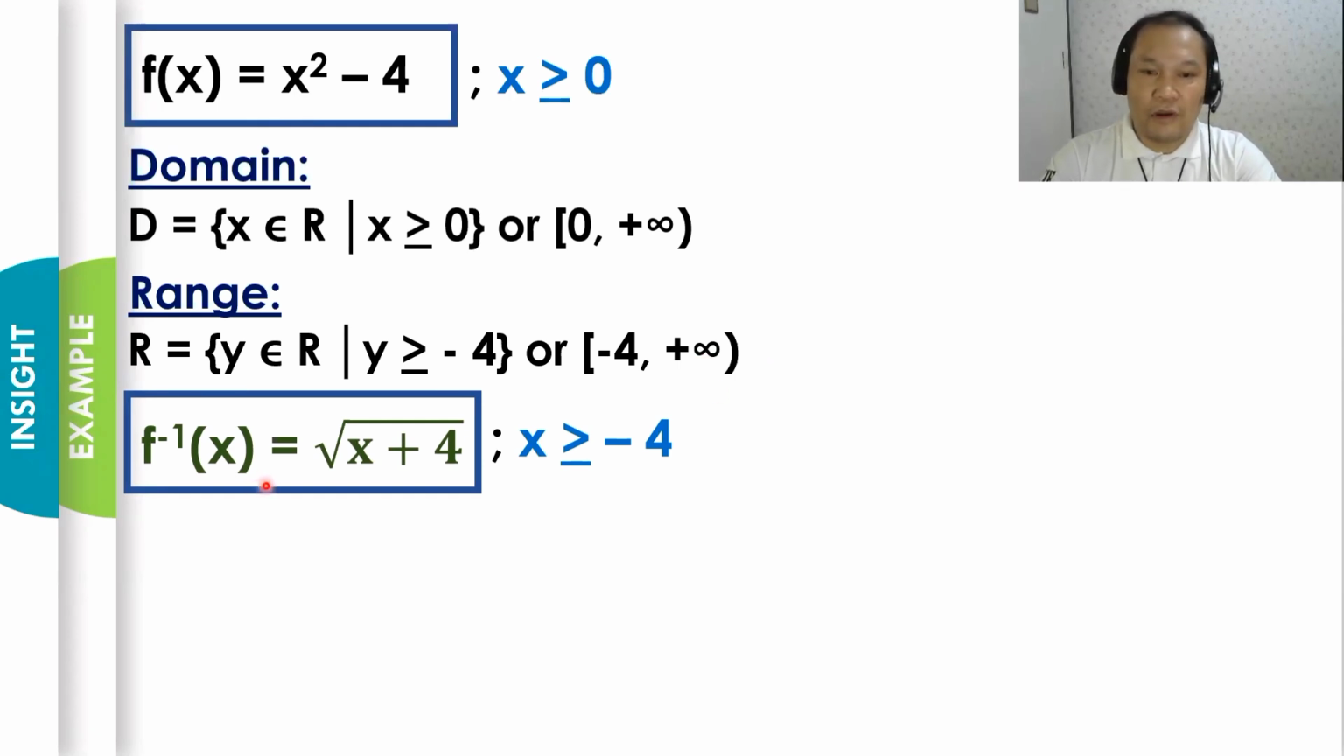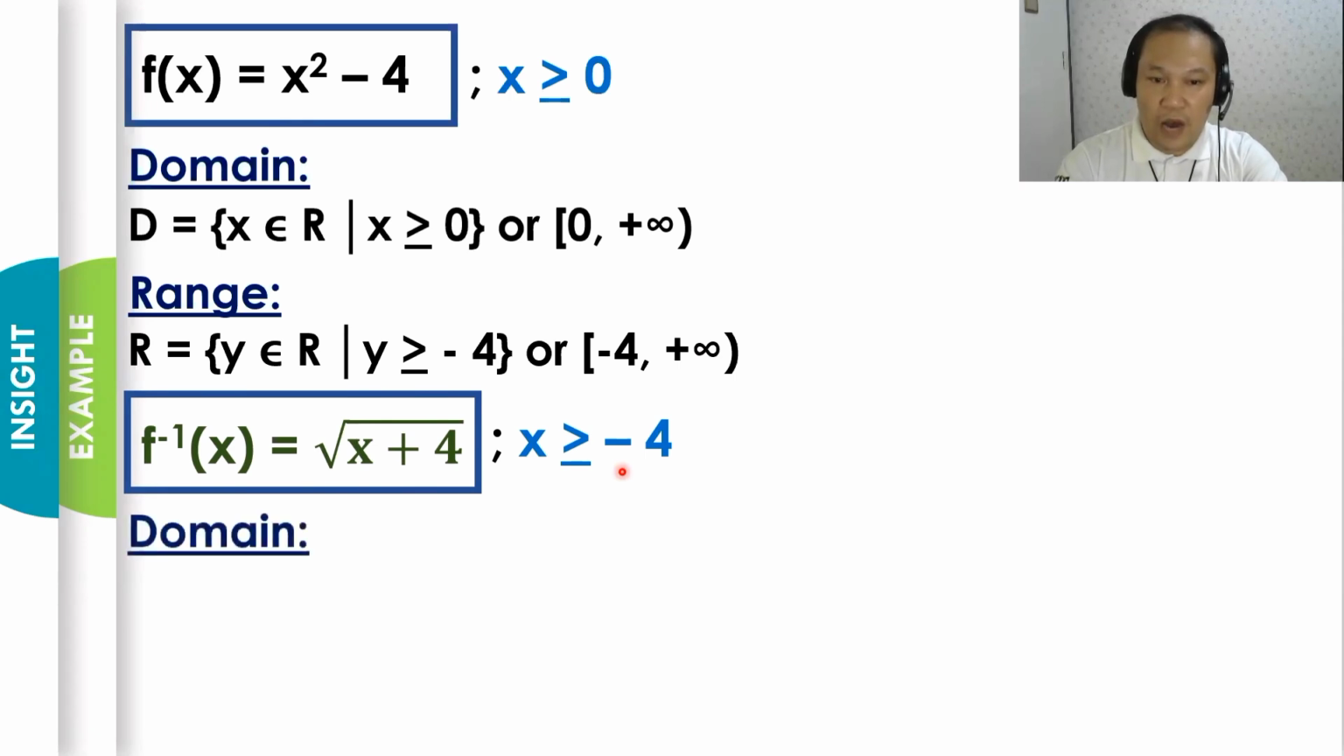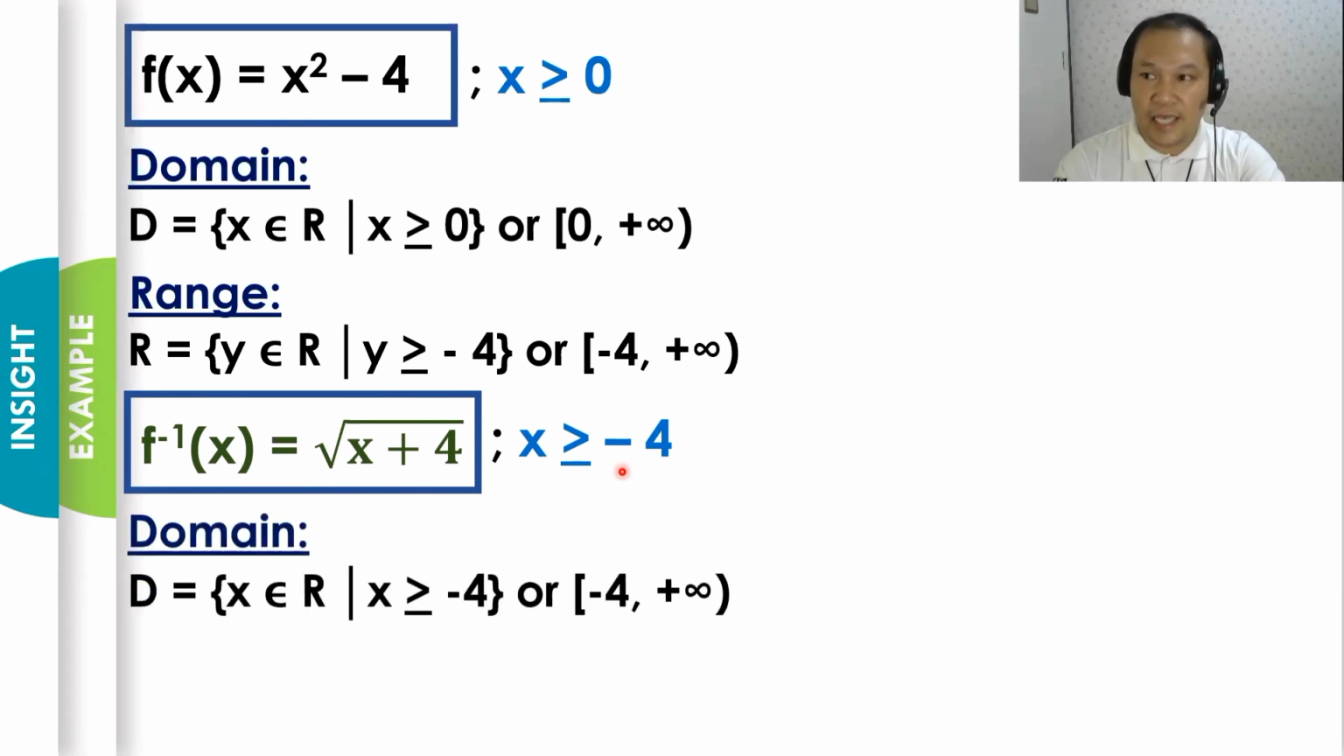Okay, now what about the inverse? We have square root of x plus 4. And our restriction will be x is greater than or equal to negative 4. Therefore, our domain will be x is an element of a real number such that x is greater than or equal to negative 4. Or by notation, we have negative 4, open bracket, up to the positive infinity, close parenthesis.